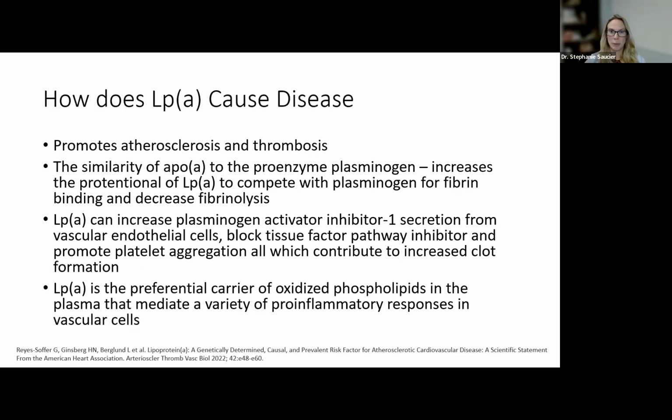Now, how does Lp(a) cause disease? It promotes atherosclerosis and thrombosis. The similarity of ApoA to the proenzyme plasminogen increases the potential of LPA to compete with plasminogen for fibrin binding and decrease fibrinolysis. Lp(a) can increase plasminogen activator inhibitor 1 secretion from the vascular endothelial cells. It blocks tissue factor pathway inhibitors and promotes platelet aggregation, all of which contribute to increased clot formation. Lp(a) is also a preferential carrier of oxidized phospholipids in the plasma that mediates a variety of pro-inflammatory responses in the vascular cells. And that's how it's proposed to cause disease.